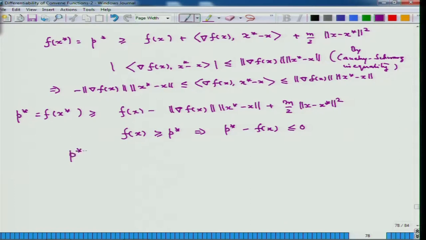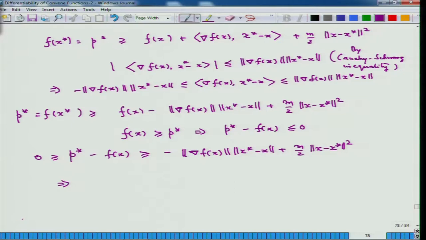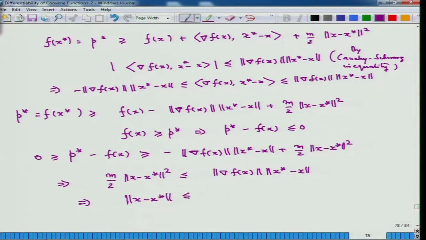Now, from here I will get p star minus f x is greater than or equal to minus norm grad f x norm x star minus x plus m by 2 norm x minus x star whole square. Now, what do you get from here? Now, this is what I know to be less than or equal to 0. So, that would immediately imply that m by 2 norm x minus x star square is less than or equal to the other term. Because x star is not equal to x, this norm is not equal to 0. So, we can cancel out to write norm x minus x star is less than or equal to 2 by m into norm grad f x.